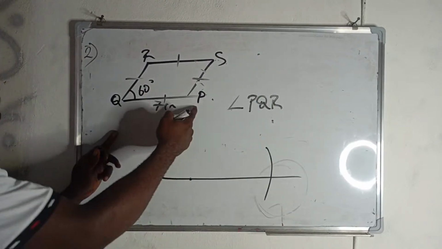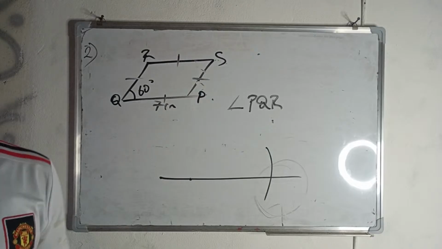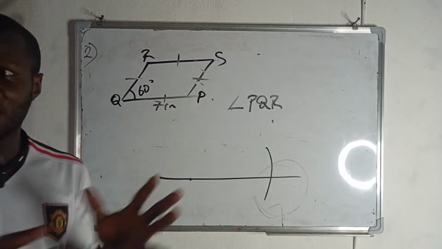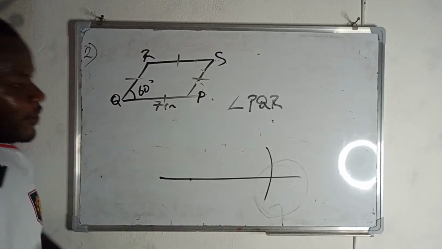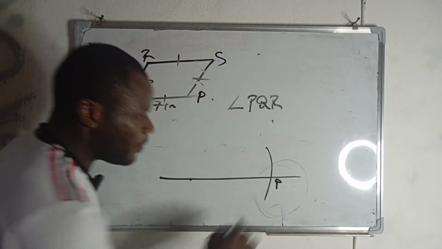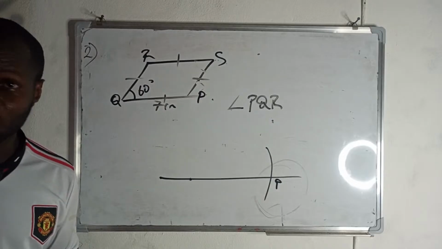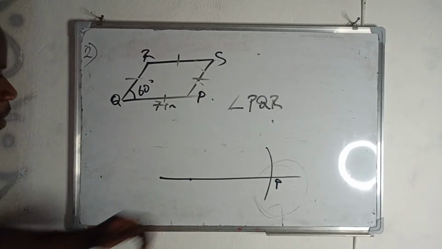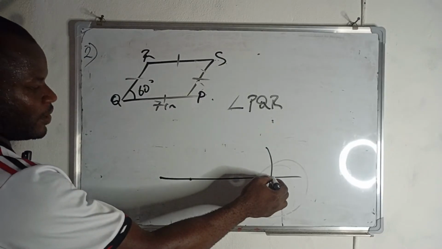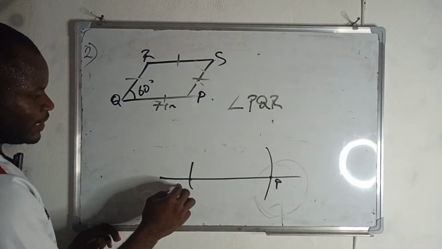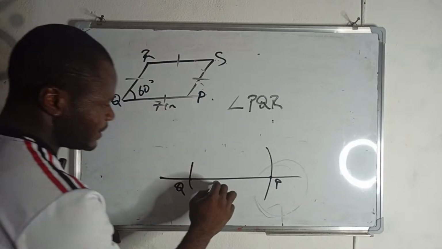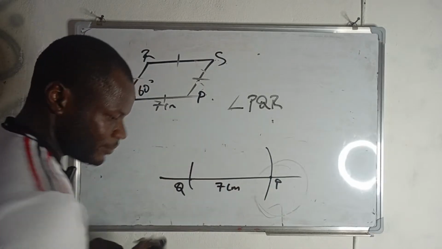Remember, in every construction there's what we call rough sketching. The rough sketching will guide you in whatever you are doing. Then here, you map out your P. Once you map it out, you write the letters there so you will not get confused. Here, you put your pin at P and make an arc. Then here is our Q. Remember, this is 7 cm.